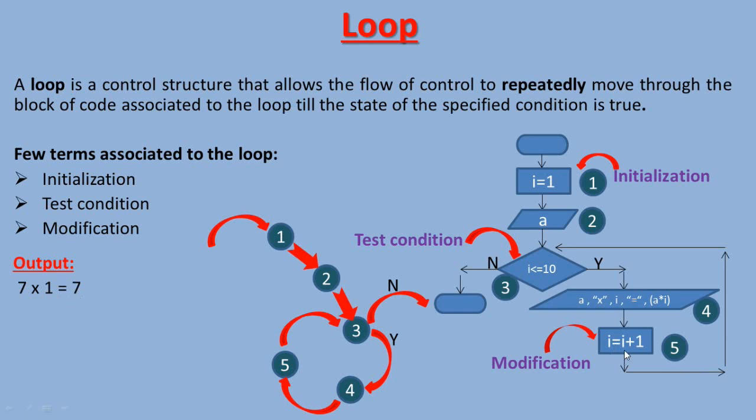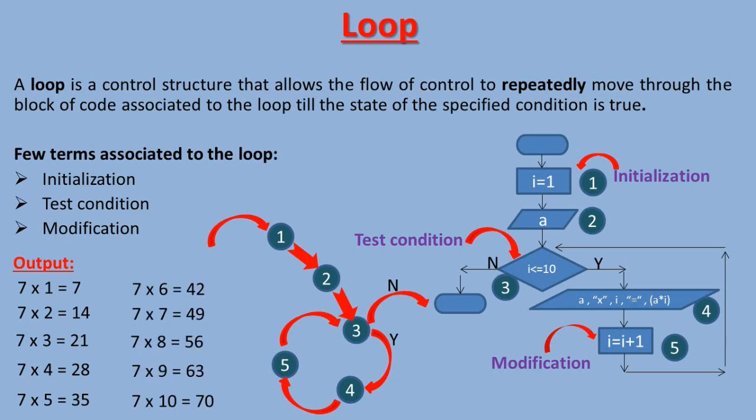Then the increment of I makes the value of I 2, so it goes back to this condition once more, and here the value of I, which is 2, is less than or equal to 10. Yes. So this time it prints 7 cross 2 equals 7 into 2, that is 14. Now the value of I becomes 3, and so the cycle gives 7 into 3 equals 21. Then 7 into 4 equals 28, then 7 into 5 equals 35. And similarly from 6 to 10 it prints the whole multiplication table.